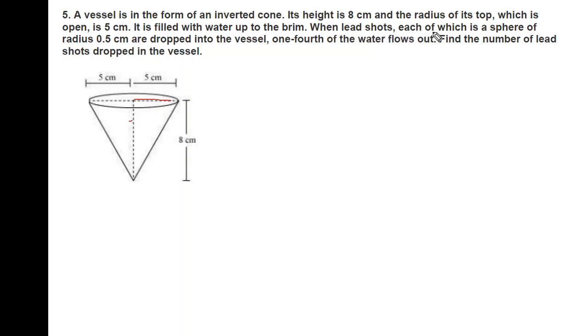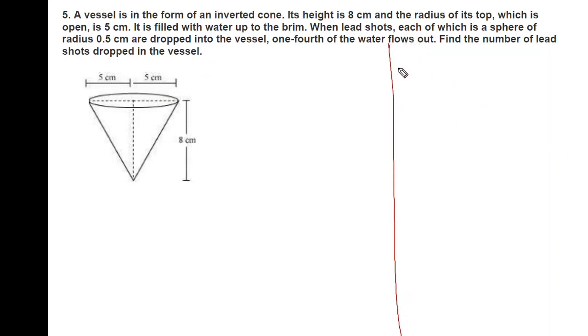When lead shots, each of which is a sphere of radius 0.5 cm, are dropped into the vessel, 1/4 of the water flows out. So what we are doing? We are throwing some lead shots, that means spherical lead shots, into the vessel. We do not know how many lead shots are being thrown. So we are throwing lead shots and 1/4 of the water has flowed out. Find the number of the lead shots dropped in the vessel. Okay, so let's start.